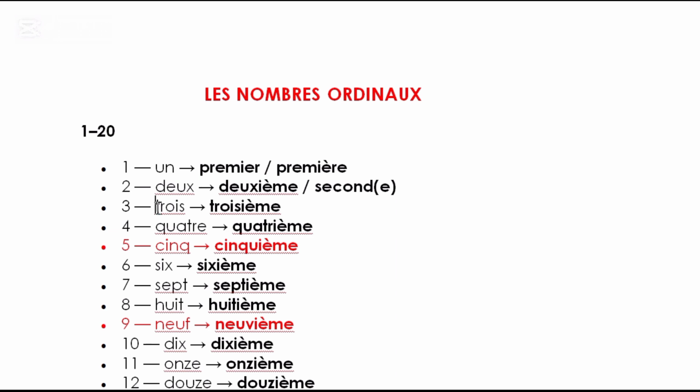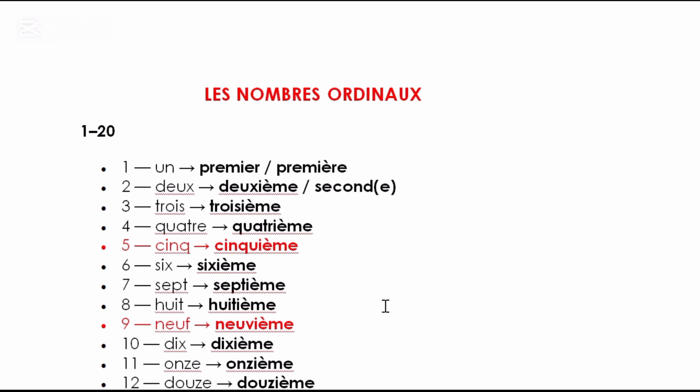Look at trois. Trois is 3. Take the cardinal number, add ième. It becomes troisième. Look at our number 6. That is six. Add ième. It becomes sixième. That is 6th. Sept will be septième. Huit, huitième. Dix, dixième. Like that. Take the cardinal number, add the suffix ième.